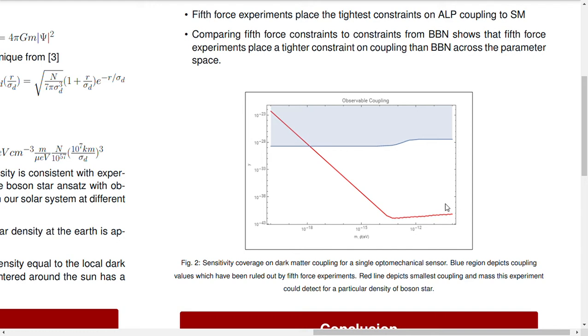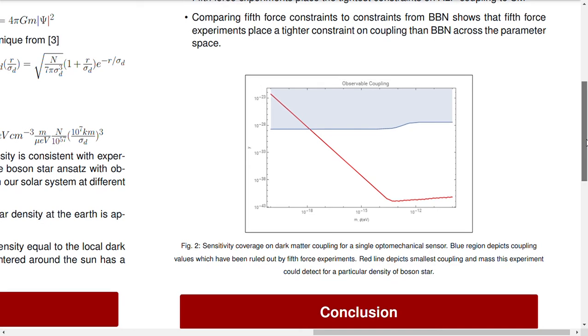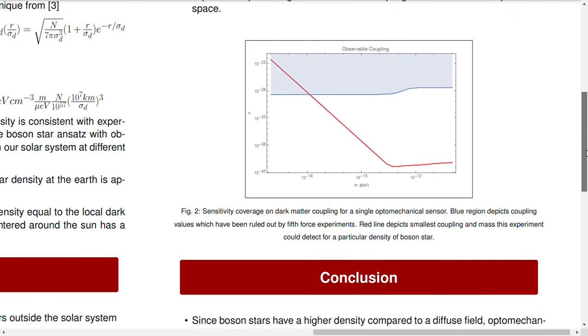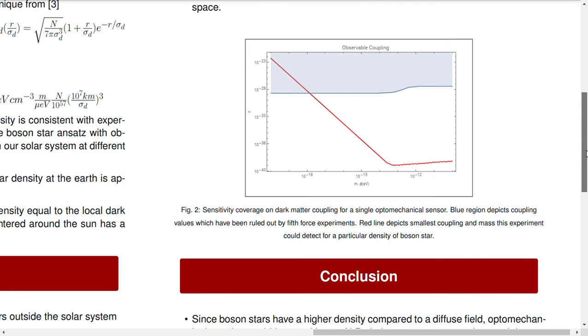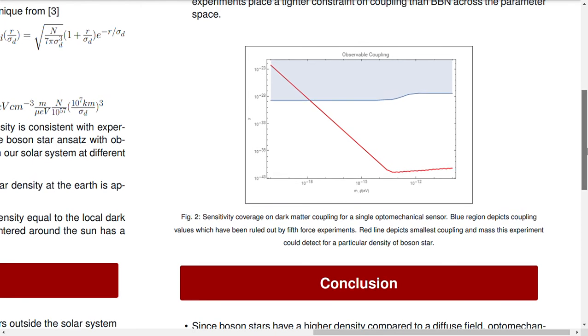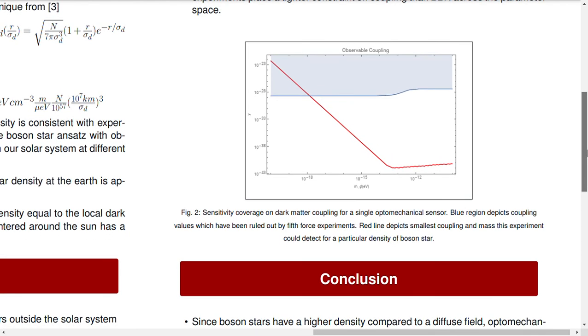So what you can see in this plot is this white space in between the red line and the blue line represents the parameter space which is observable using this experiment, but which has not yet been studied by other fifth force experiments. So this leads us to conclude that optomechanical sensing could be used to search for bosonic dark matter in boson stars.